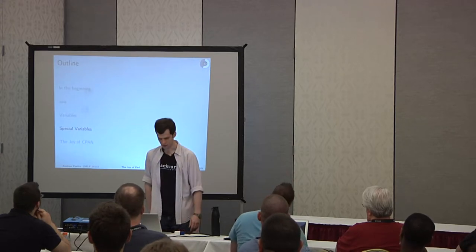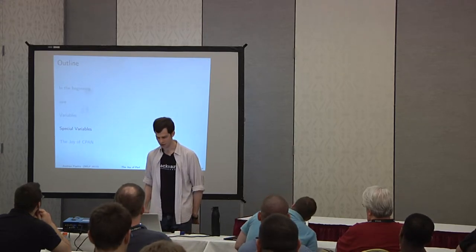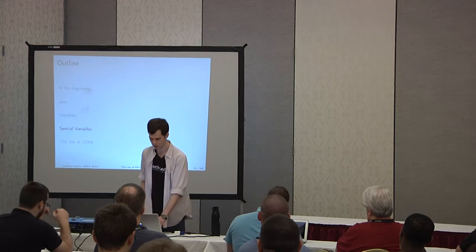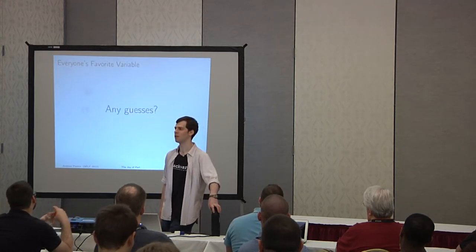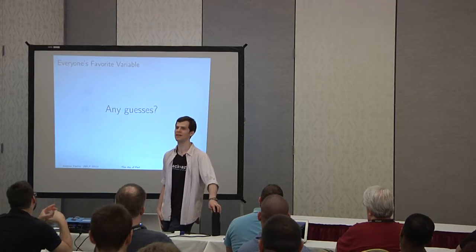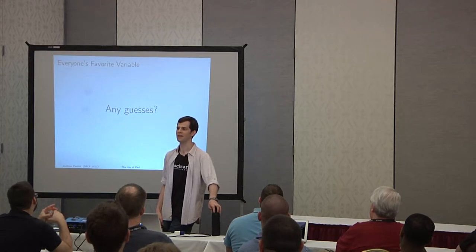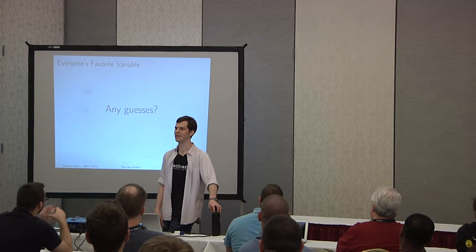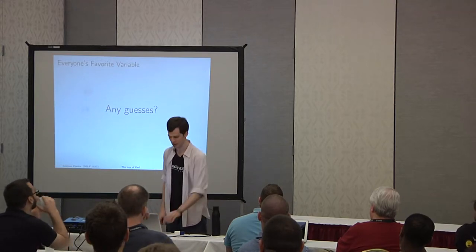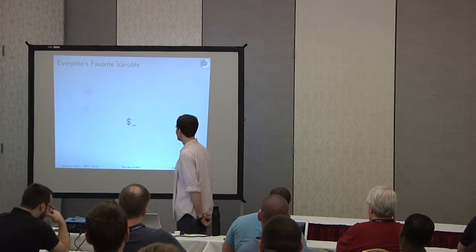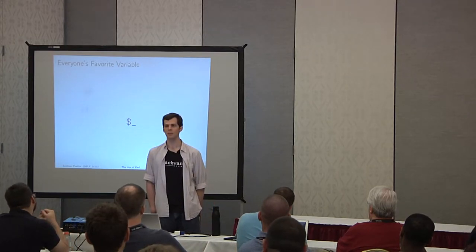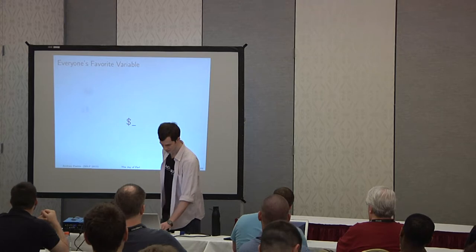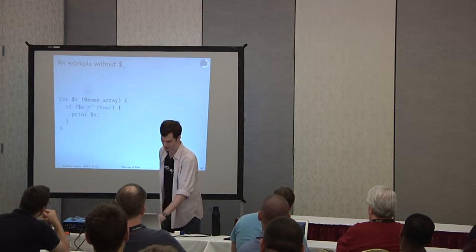All right, so any language is kind of incomplete without special variables now, is it? There is one variable in Perl that everyone likes. What is it? The underscore. Everyone loves the underscore. It is one of the big reasons why Perl is considered to be an unreadable mess. And here's why.